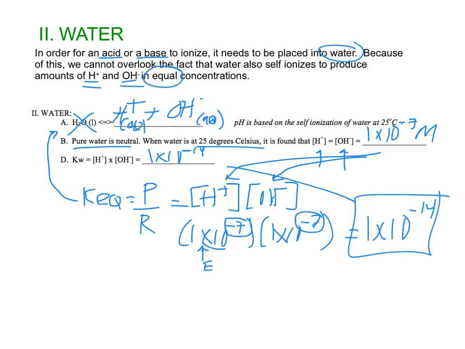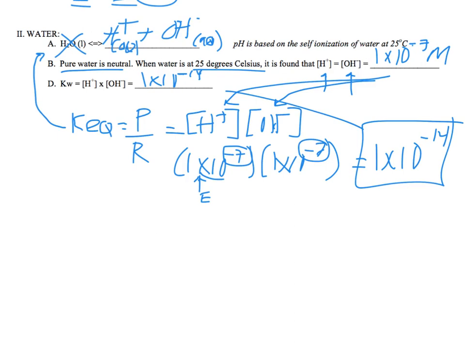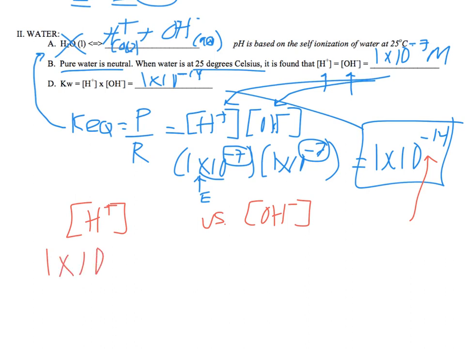So something we're going to start talking about is the concentration of hydrogen compared to the concentration of hydroxide. And we're working with really small numbers, and so those can be kind of confusing. So something we have to remember is if I have 1 times 10 to the negative 5th molarity versus 1 times 10 to the negative 9th, which number is bigger?